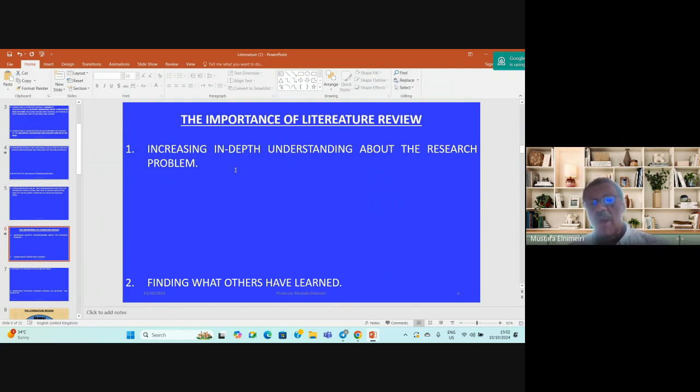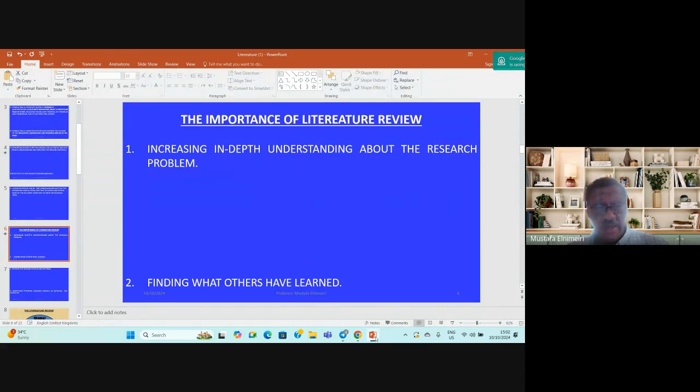Now we will talk about the importance of literature review. It increases the in-depth understanding of the research problem or the research topic, in the sense that when we revise the literature review chapter and see the references that have been used by the investigator, this reflects to what extent the investigator has grasped and mastered the topic and has understood exactly the important aspects and dimensions of the research topic.